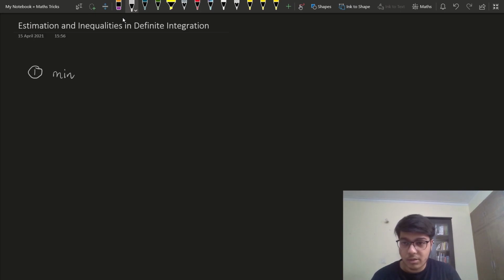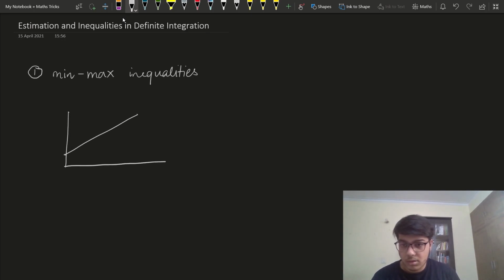So let's get started. Min-max inequalities. Say this is the graph of a function, say f of x. This is 1. This is a. This is b. We are required to find the integral of f of x dx from 0 to 1.